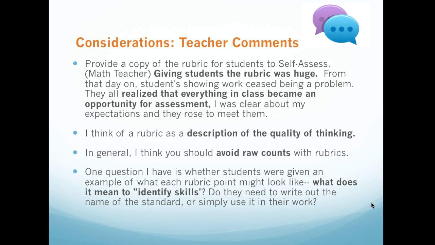One question I have is whether students were given an example of what each rubric point might look like. What does it mean to identify skills? Do they need to write out the name of the standard or simply use it in their work? This was in response to a rubric. And identify skills is one of those terms that is too vague. What does that mean? If a student doesn't know what identify skills means, you cannot assume that they know, and it's not fair to assume that they know even after instruction. You as the developer and the students as the co-developers need to identify, what does that mean? What skills are they identifying? What is important?